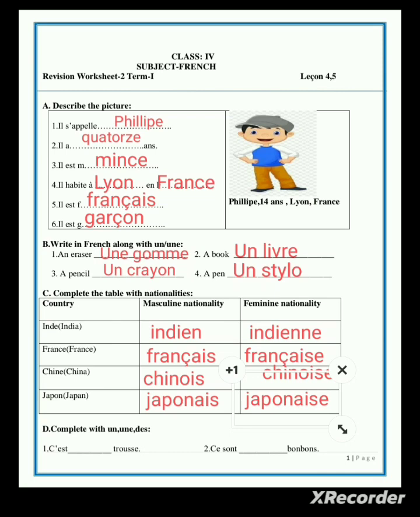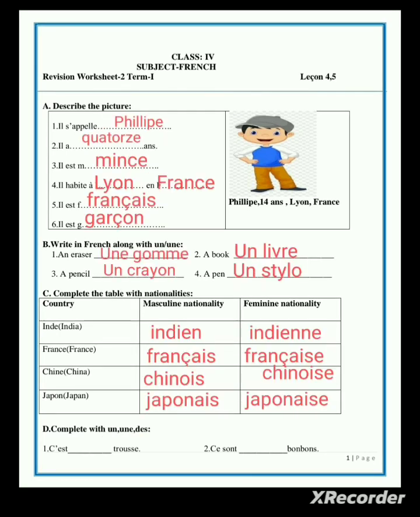So let's move to the D part. Complete with un, une, des. Now where is un used? Un is used with the subject or object that is masculine. And une. Where une is used? Une is used if your object is feminine. Last is des, where des is used? With the plural. Okay, so let's start.